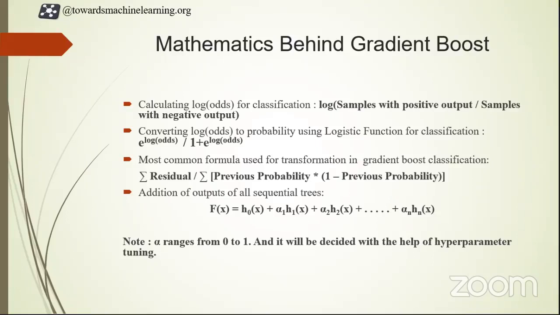Now this formula I have already told you. What we have to do is add all the outputs together by multiplying them with alpha, which is our learning rate. You can set this alpha also with the help of hyperparameter tuning.